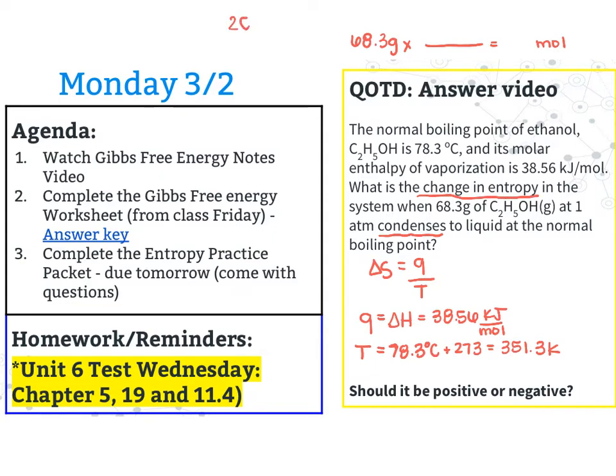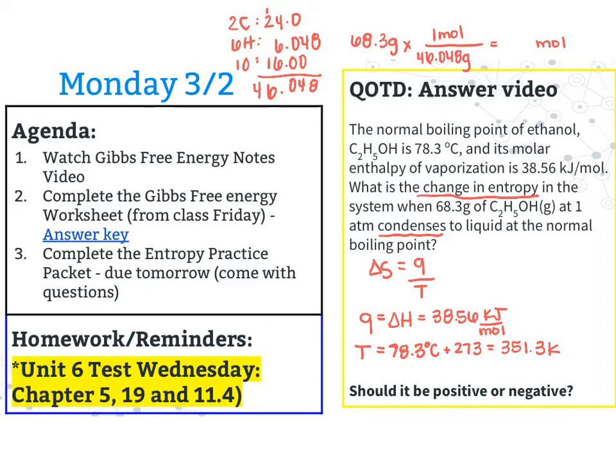So 2 carbons. Each carbon is 12, so 12 times 2 is 24. And then I've got 6 hydrogen, so I've got 1.008 times 6, 6.048. And I have 1 oxygen, which is going to be 16. So 24 plus 6.048 plus 16 is 46.048. So I've got 46.048 grams for every 1 mole.